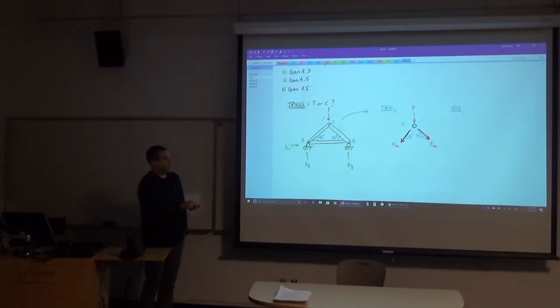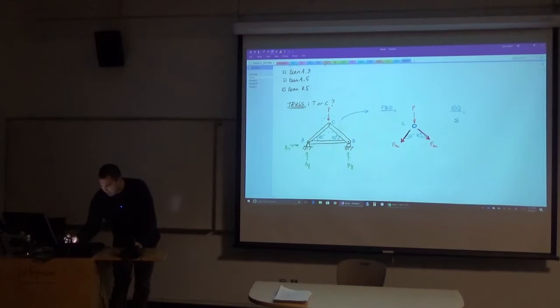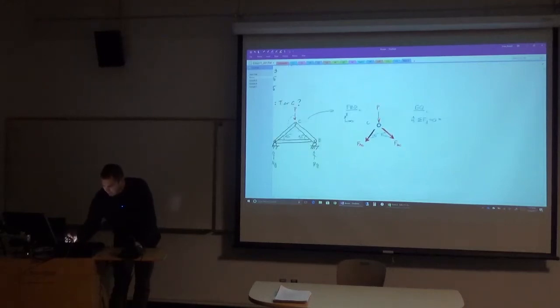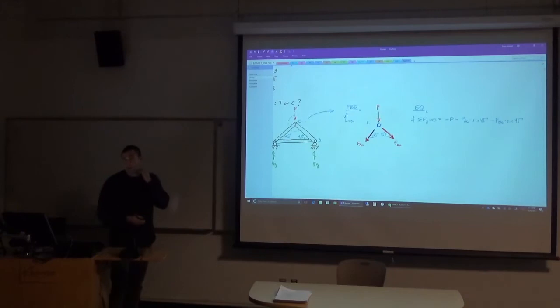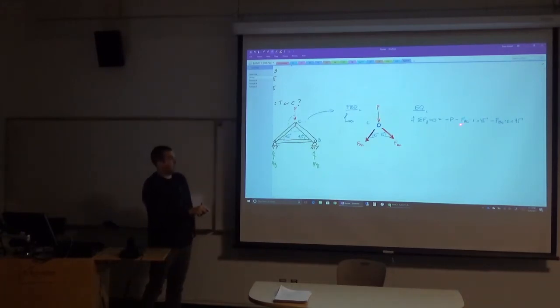And if we were to go through the math just really quick, so if I were to sum the forces vertically, I'd get two unknowns. And we can just do that really quick. If I sum the forces in the y direction equal to 0, if I have my coordinate system over here, I would get minus P minus FAC times sine of 45 degrees minus FBC times sine of 45 degrees. So at this point I've got two unknowns. I don't know FAC, I don't know FBC, and I only have one equation, so far it's not really helping.